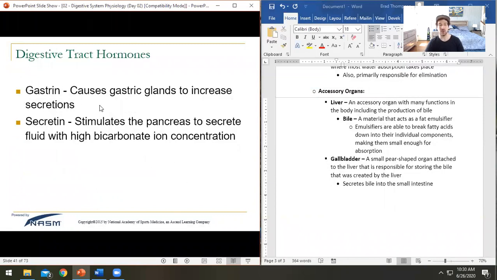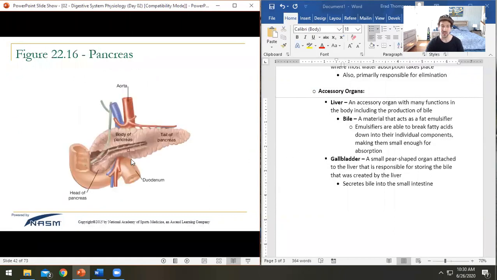Now, other things that are going to be created there as well, you've got gastrin. Gastrin is actually a really cool hormone that tells your stomach to make more hormones. Secretin, same concept. Secretin is going to stimulate your pancreas to release things like bicarbonate.